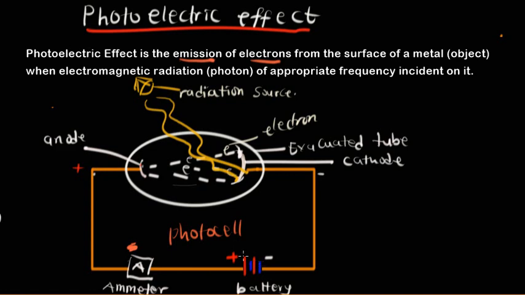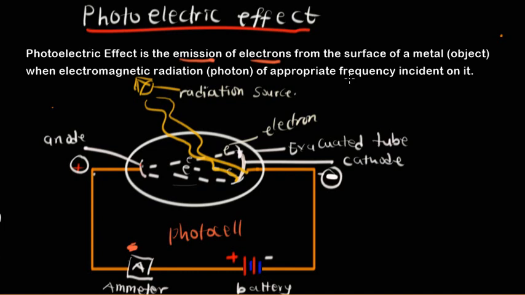And then you have the battery that makes this side negatively charged, that is the cathode, and makes the other side positively charged, so it creates a potential difference. As soon as the electrons are emitted, they get attracted onto the anode and close the circuit, and that is the sign that the photoelectric effect is happening.